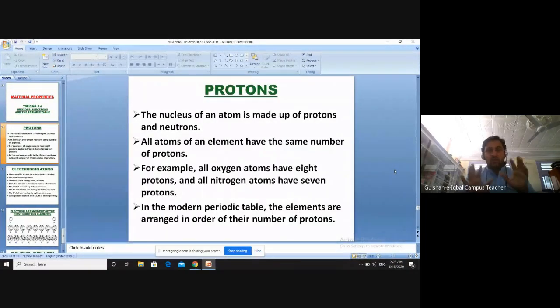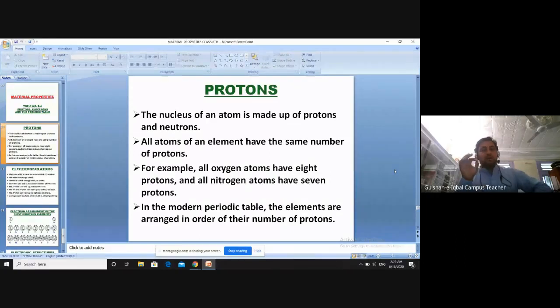Now, we have the idea of the model of the atom right now. Let's push forward. We have the idea that the nucleus of an atom is made up of protons and neutrons. Secondly, all the atoms of an element have the same number of protons. For example, all the atoms of oxygen contain 8 electrons. If there are 100 atoms of oxygen, each atom will contain 8 electrons and 8 protons as well, because the number of electrons and protons are the same.